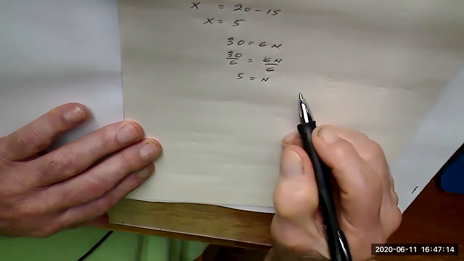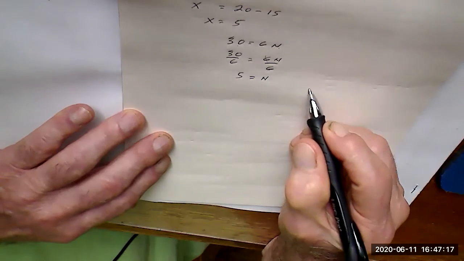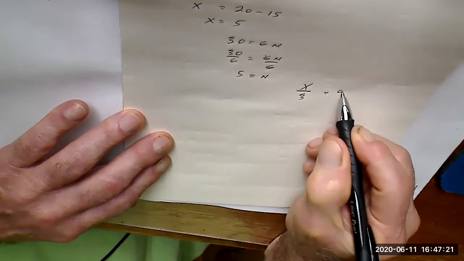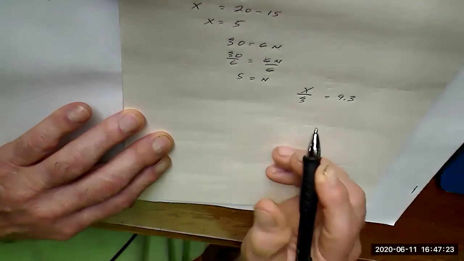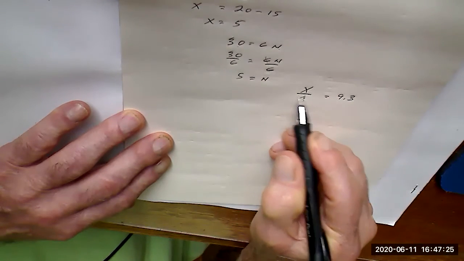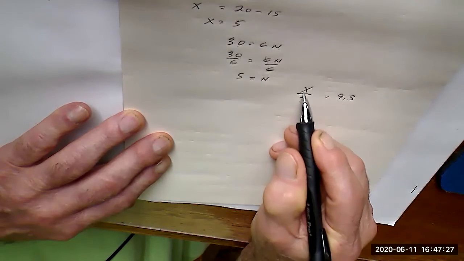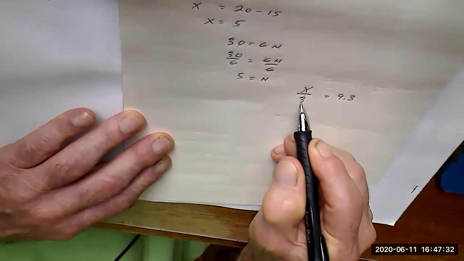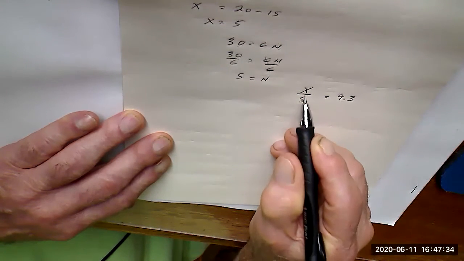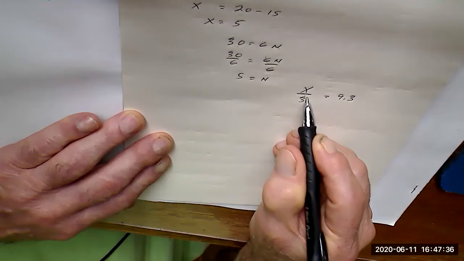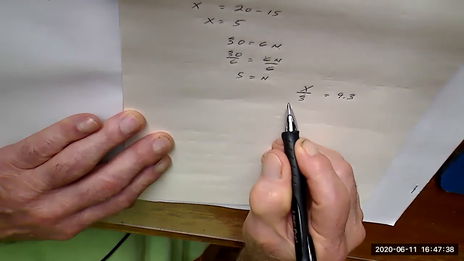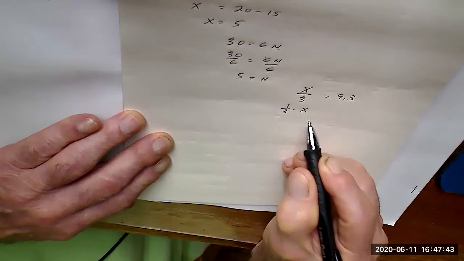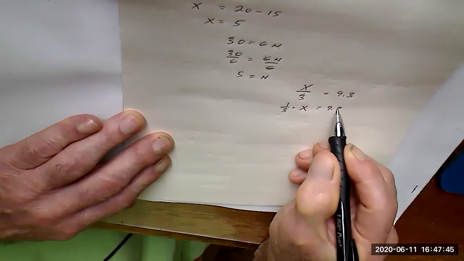Another problem. How about x over 3 is equal to 9.3? Well, let's interpret the x divided by 3. Another way of saying x divided by 3 is x times the reciprocal of 3, the definition of division. And so x times the reciprocal of 3 is another way of saying 1/3 times x equals 9.3.